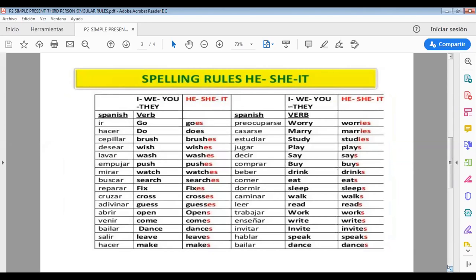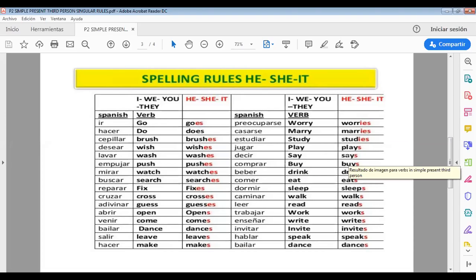Okay, here I have the spelling rules again. Some examples: go, goes, do, does, brush, brushes, wish, wishes, wash, washes, push, pushes, watch, watches. Remember that you have to do the right pronunciation in order that people understand that you're pronouncing correctly the third person singular in affirmative sentences. Search, searches, fix, fixes, cross, crosses, guess, guesses, open, opens, come, comes, dance, dances, live, lives, make, makes, worry, worries, marry, marries, study, studies, play, plays, say, says, right?